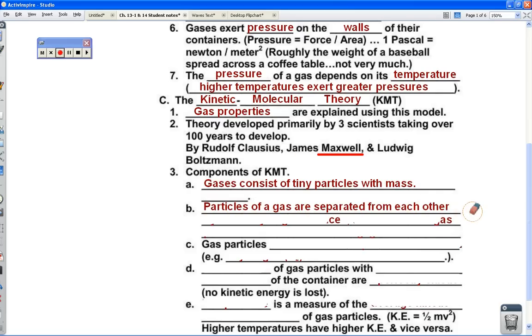Particles of gas are separated from each other by relatively large distances. Okay, this makes the volume of a gas. The volume of a gas particle itself, then, is considered negligible. Gas particles have virtually no size. Or, as some people like to put it, size doesn't matter.